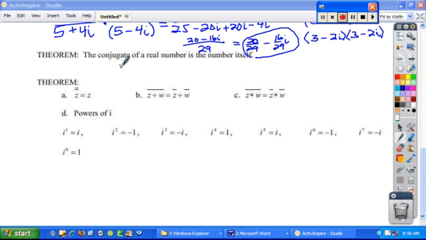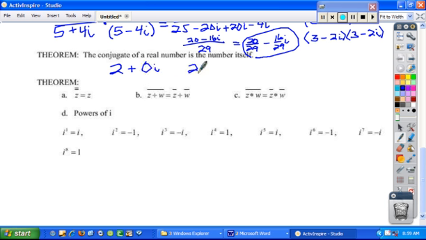The conjugate of a real number is just the real number. So 2 is its own conjugate. You can almost think of it this way: 2 plus 0i. And you say, okay, well, the conjugate would be 2 minus 0i, but minus 0 and plus 0, you don't need to write either one, so in either case you get 2.